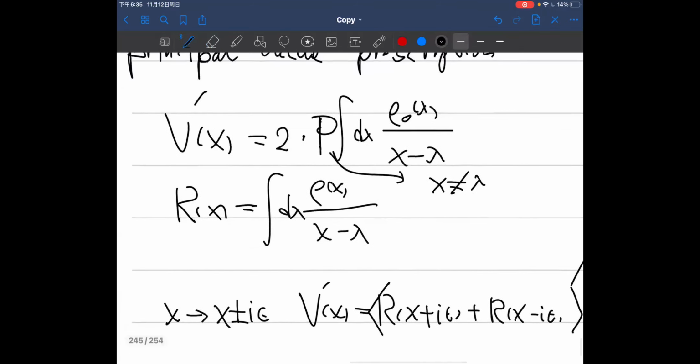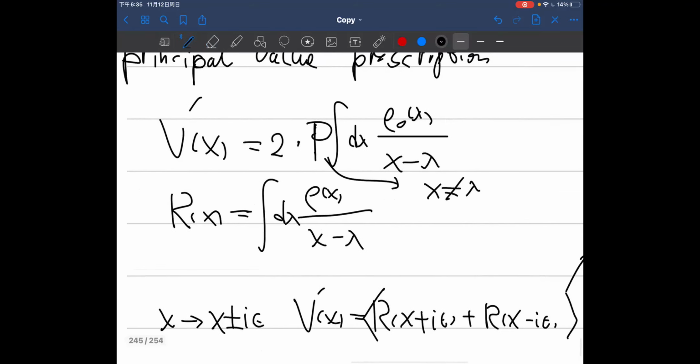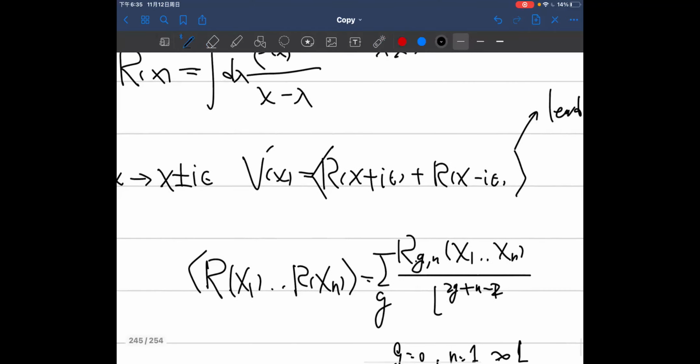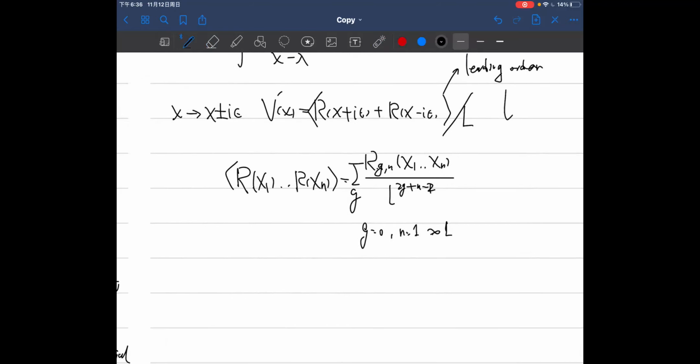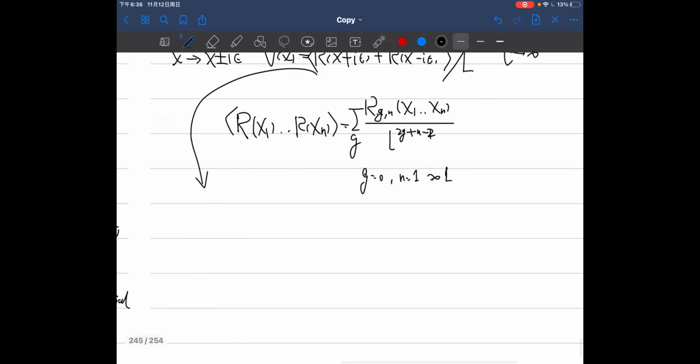And V prime equal to, we notice the definition. Here we have denoted with L. So we take the leading order, and maybe we can use this one. L to infinity. It should give us R_{0,1}(x plus epsilon) minus R_{0,1}(x minus epsilon). Okay, that's great.